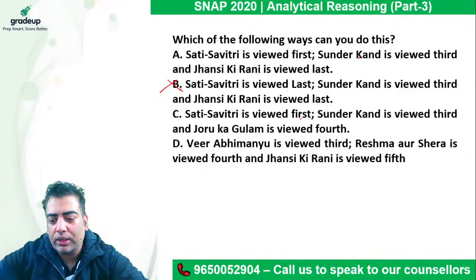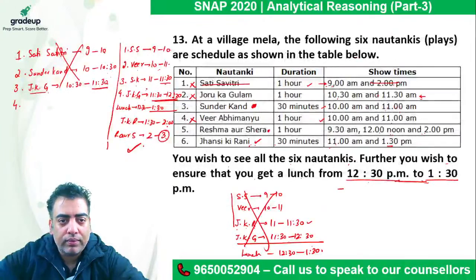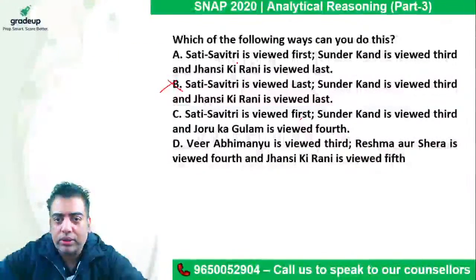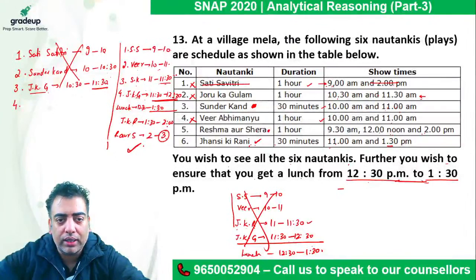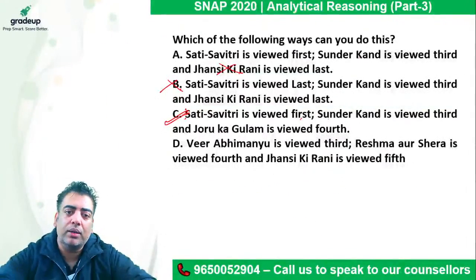Sundarkand is viewed third and Jhansi Ki Rani is viewed last. So that goes out. Jhansi Ki Rani is not viewed last. In C it is Sundarkand is third, Joru Ka Gulam is fourth. So the correct answer option comes out to be C.